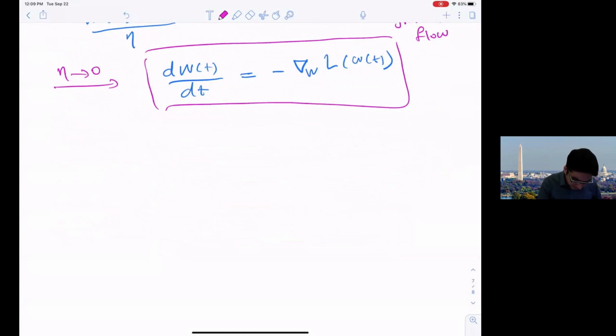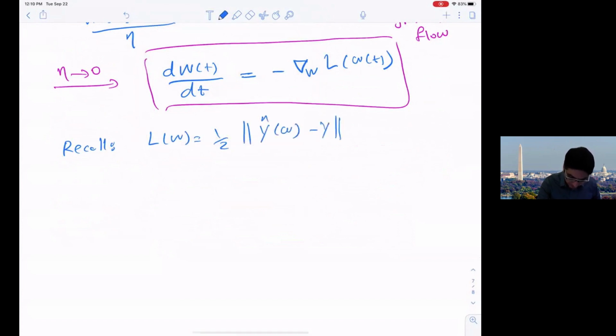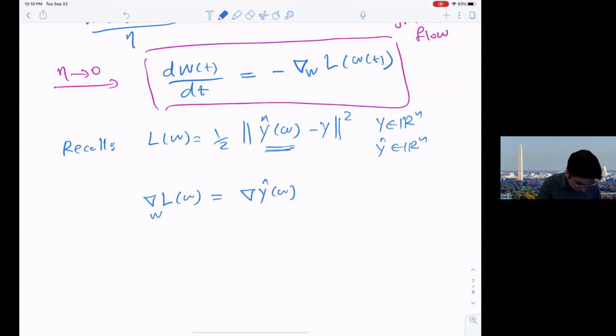So let's look at the quadratic loss. Let's say my loss is quadratic, with y hat as my prediction at a particular w, minus y. These y and y hat are in n-dimensional spaces. For each point we have a prediction, and I'm just looking at the difference between the two. So what is the gradient of this function with respect to w? We have done it multiple times. It's the gradient of y hat with respect to w times y hat minus y.